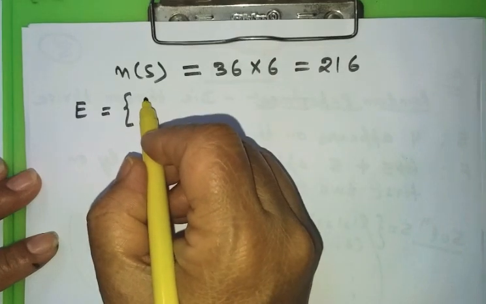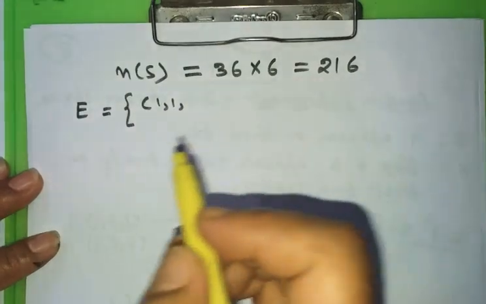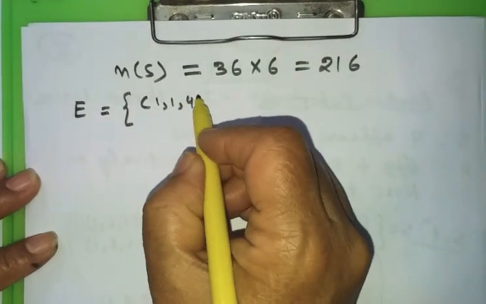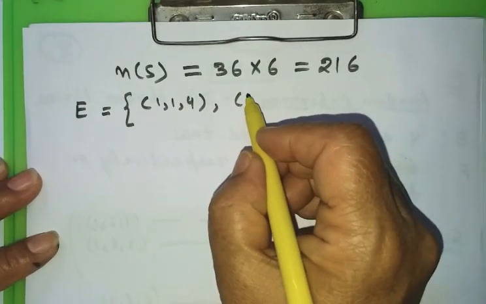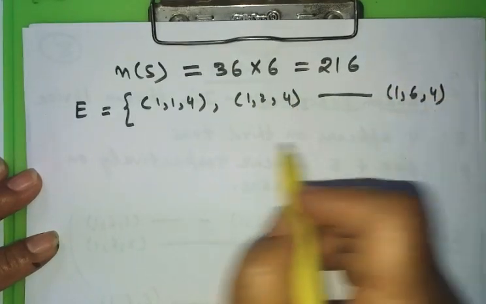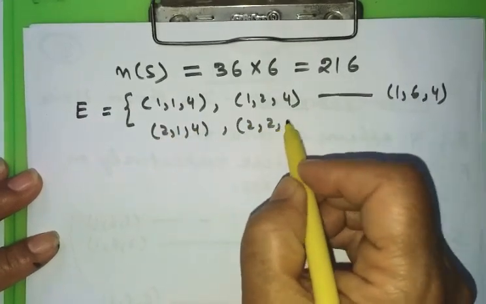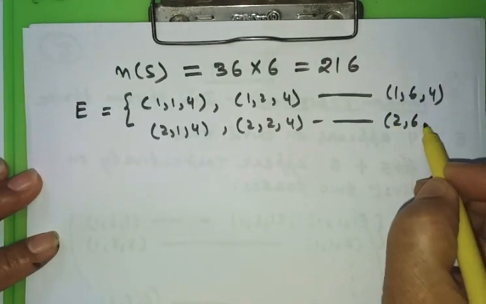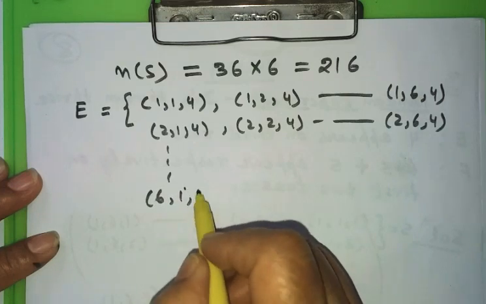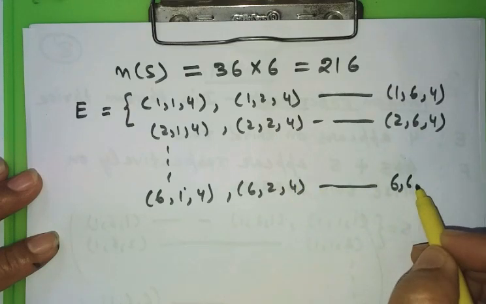So that means all the 36 elements 1 1 to 1 6, 2 1 to 2 6, up to 6 1 to 6 6 will have 4 as the third element. So I pair up 4 with all 36 elements: 1 1, 1 2, till 1 6, the third element is 4. Then 2 1, 2 2, 2 6, and the third element is 4, and so on. Last one is 6 1, 6 2 4 till 6 6 4.